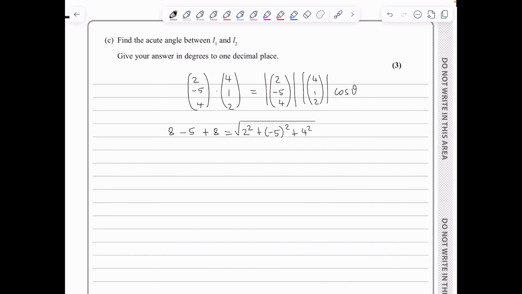So root of 2 squared plus 5 squared plus 4 squared, times root of 4 squared plus 1 squared plus 2 squared, times the cosine of theta, which is the angle we're trying to find. This leads to 11 is equal to 3 root 5 root 21 cos theta, and therefore 11 over 3 root 5 root 21 is equal to cos theta. If I do shift cos of that, I get that theta is 69.0 degrees to 1 decimal place.